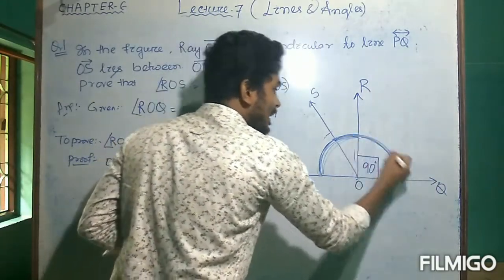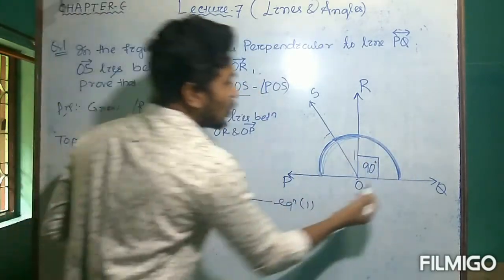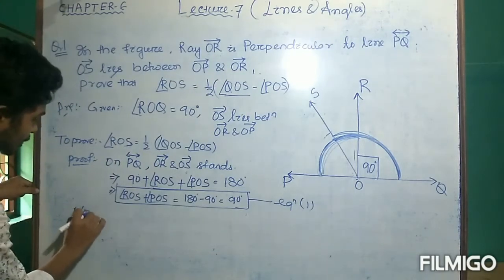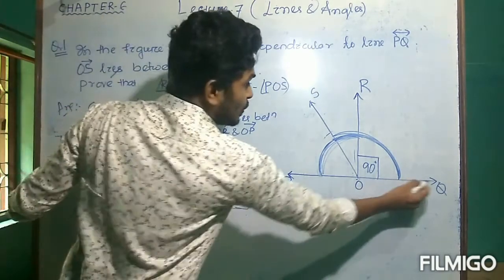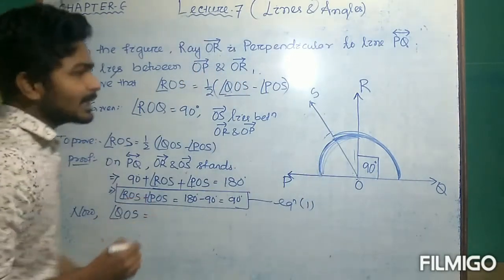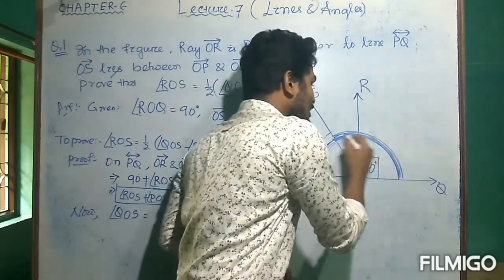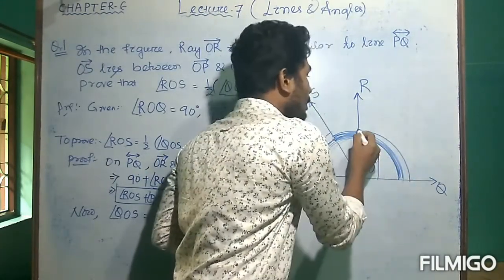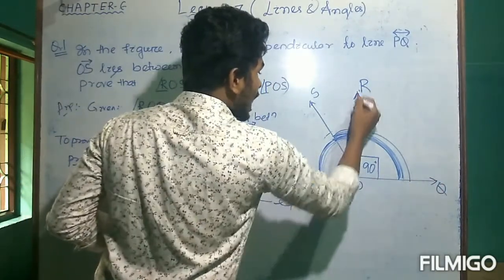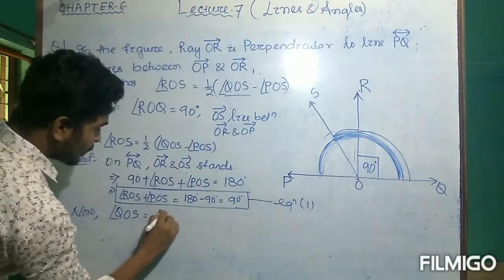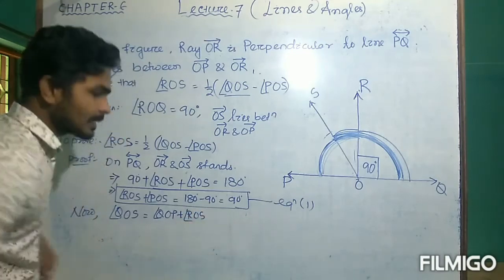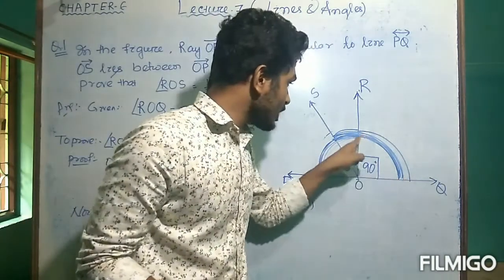Right. Now find the value of this angle. Which angle? This angle QOS. Right. Now angle QOS, this total angle, can be written as this angle plus this angle, right? So QOS is equal to QOP plus ROS. It can be written that the total angle is equal to this angle plus this angle.